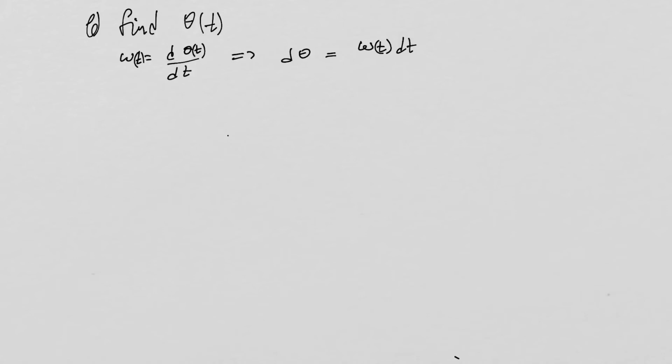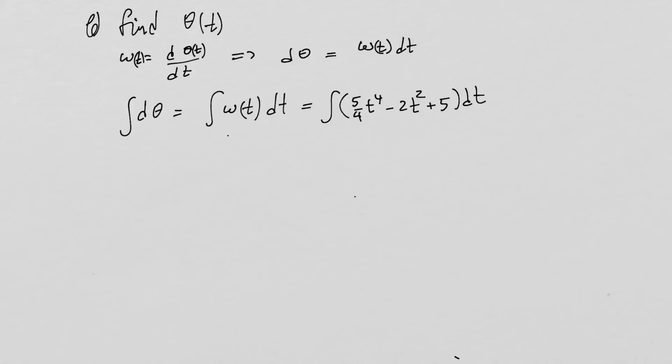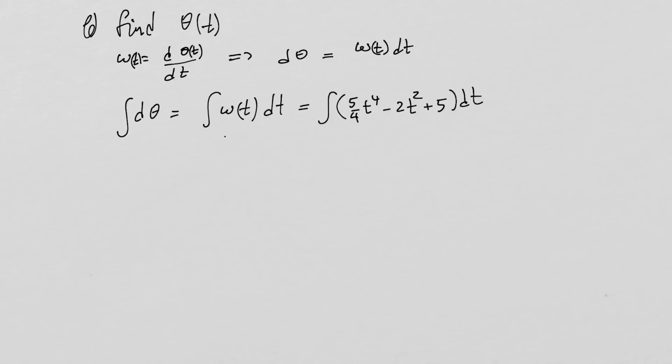So in order to find an expression for theta as a function of time, I must integrate both sides of the expression. And so the integral looks like so: integral of d theta is equal to integral of omega of t dt. Replacing omega of t with the expression that we found previously, the integral becomes the integral of 5/4 times t to the fourth power minus 2 times t to the second power plus 5 dt. In order to do the integral, for simplicity, I'm going to split the right-hand side into 3 integrals.